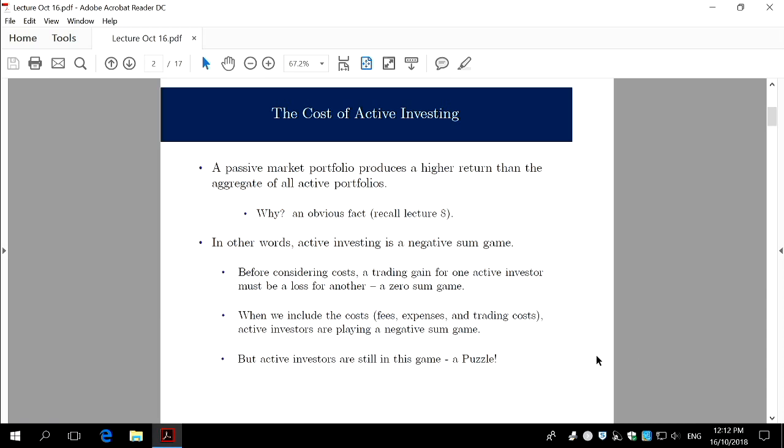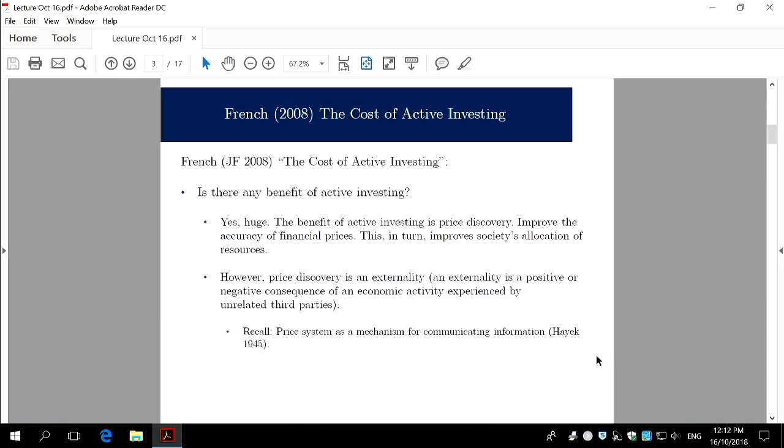Let me explain why this puzzle matters a lot. Because the question is, if active investing is such a negative sum game, is so bad, is there any benefit of doing active investing? The answer is yes, huge benefit. What's that benefit?